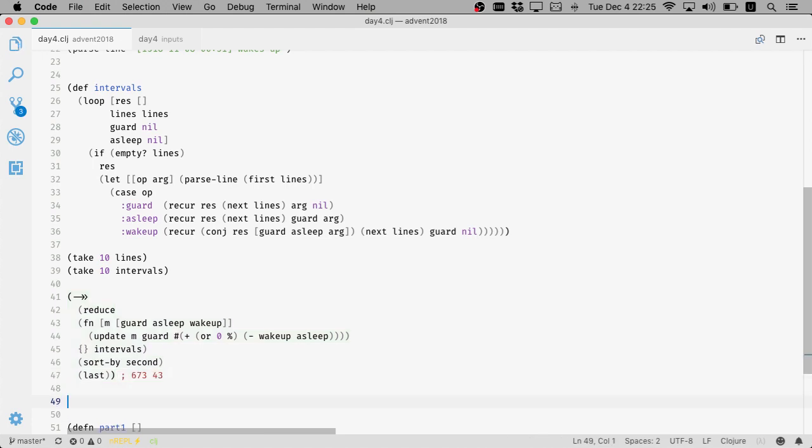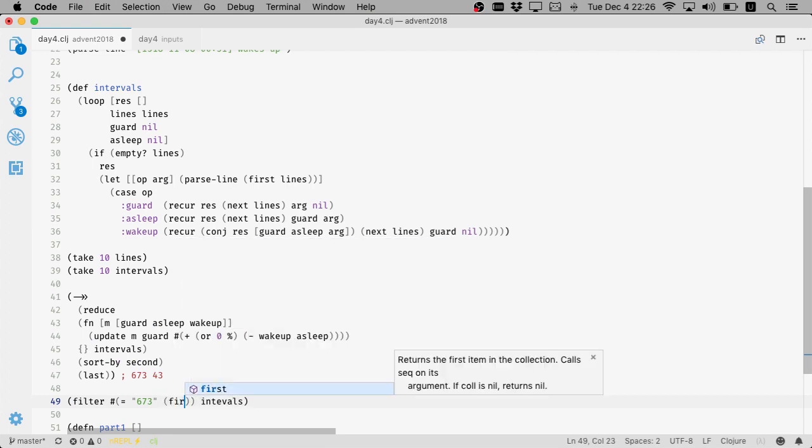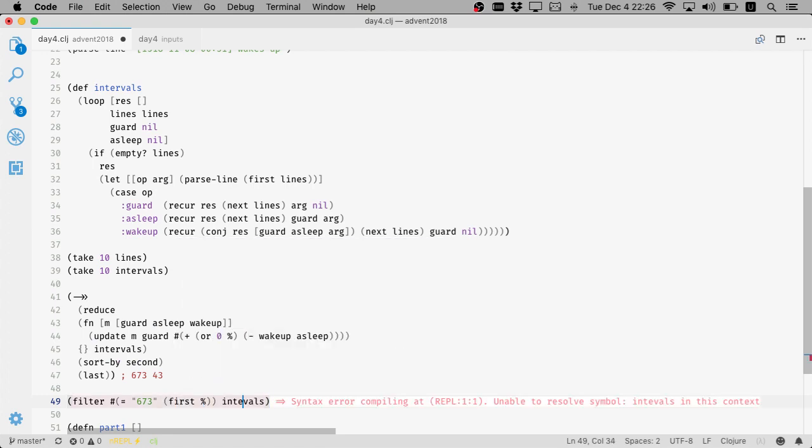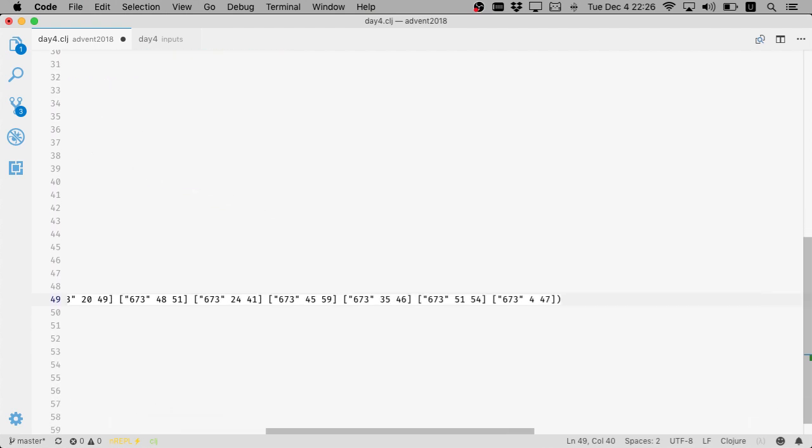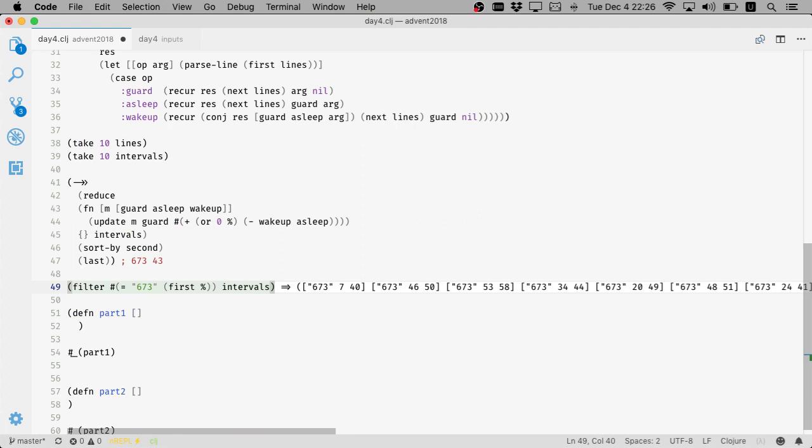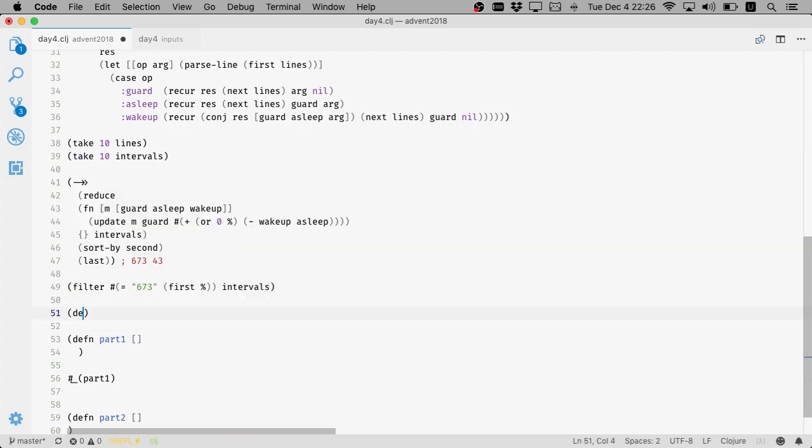Okay, super. So what we need to do here is basically let's filter intervals for this guard only, right? Okay, these are his intervals, and now we need to figure out which minute he spent asleep most. To do that, we would probably map each minute, give each minute again its ID. So basically, interval to map.